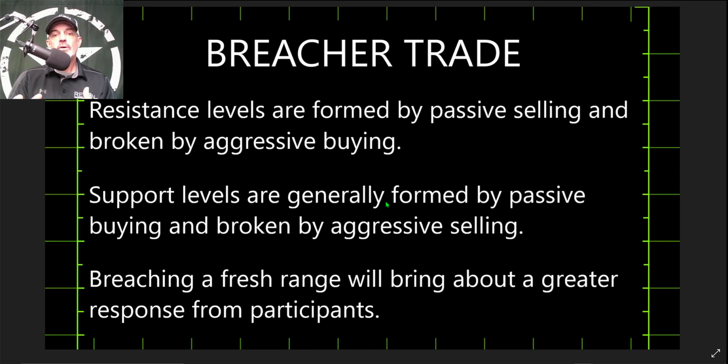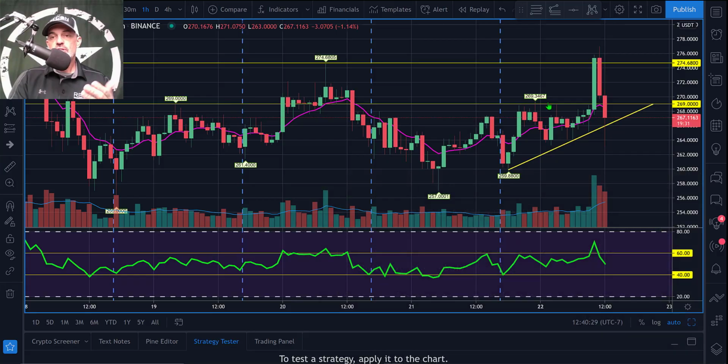Now on the flip side, support levels are generally formed by passive buying and broken by aggressive selling. Now with that all being said, the breaching of a fresh range will bring about a greater response from participants. And in this situation, again, I'm on the 1 hour chart, so in my view, this is a fresh range that has been set up. So I am expecting a pretty big move towards the upside once we do breach this resistance.